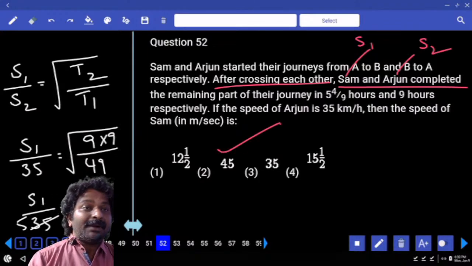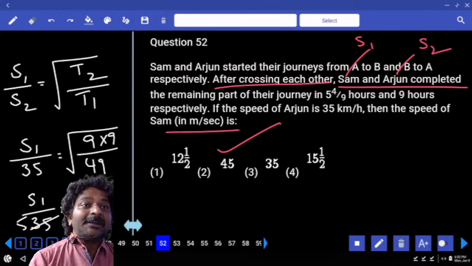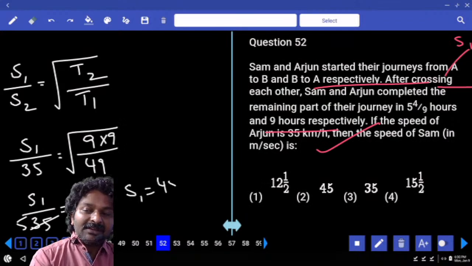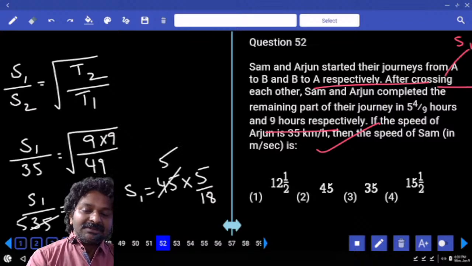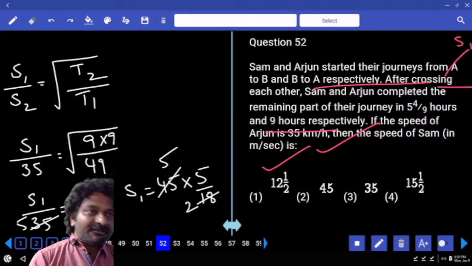kilometer per hour. But do remember, we were asked to calculate in terms of meter per second. So S1 is equal to 45 kilometer per hour. Let's convert into meter per second. 5 by 18. 9, 5 times, 9, 2 times. 25 by 2, answer 12 and a half.